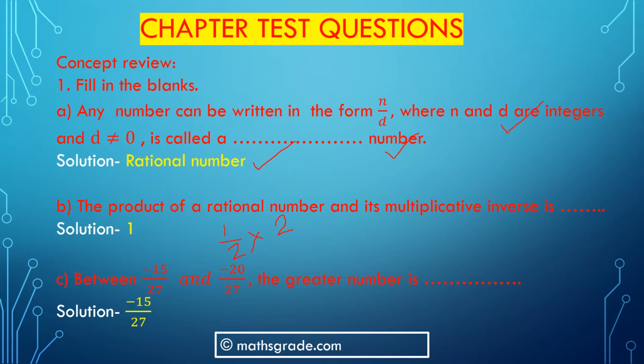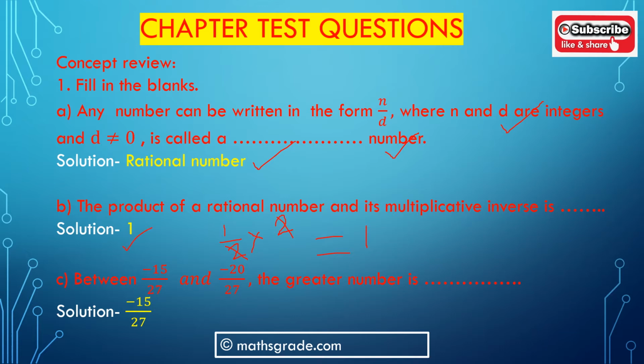We have to divide 1 by the number. So the reciprocal or multiplicative inverse of 1 divided by 2 will be 1 divided by 1 divided by 2, that is equal to 2. So the product of the rational number and its multiplicative inverse, that is 1 divided by 2 multiplied by 2, is 1. So the product of any rational number and its multiplicative inverse is always equal to 1. So the answer will be 1.